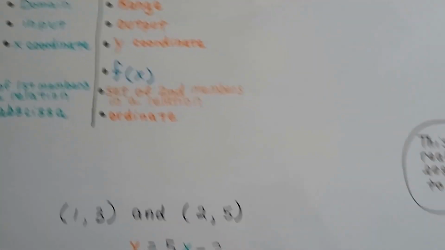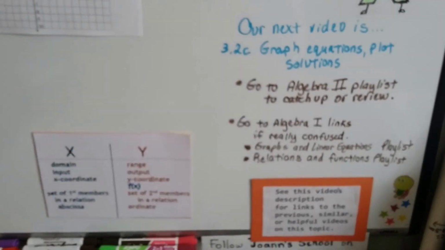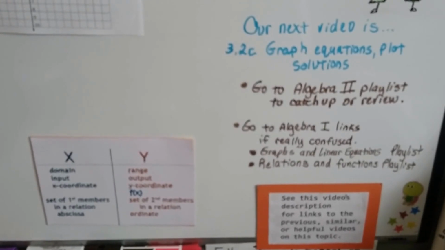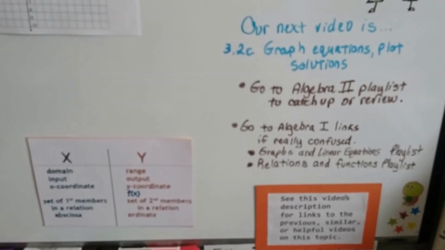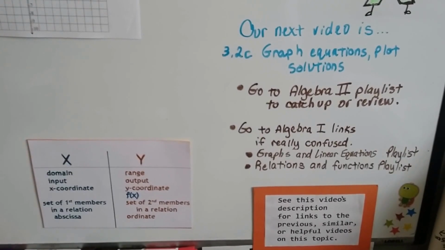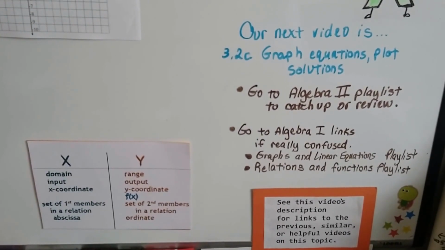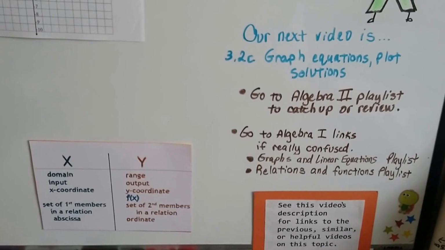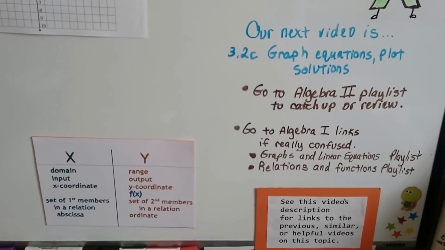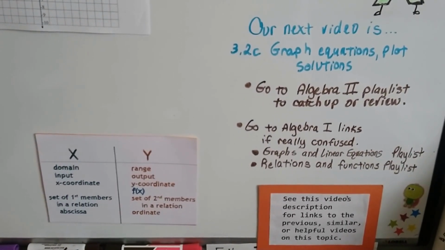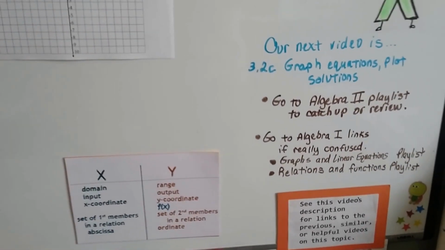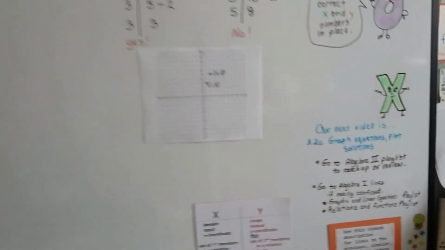Okay? Our next video is 3.2c. We're going to graph equations and plot their solutions. And I'm going to add this video to the Algebra II playlist right now so you can use it for studying and review. And you can go to the links for the Algebra I chapter playlist for graphs and linear equations or relations and functions if you want to catch up and remember what we did last year. All right? Okay. Let's go on to graphing equations.